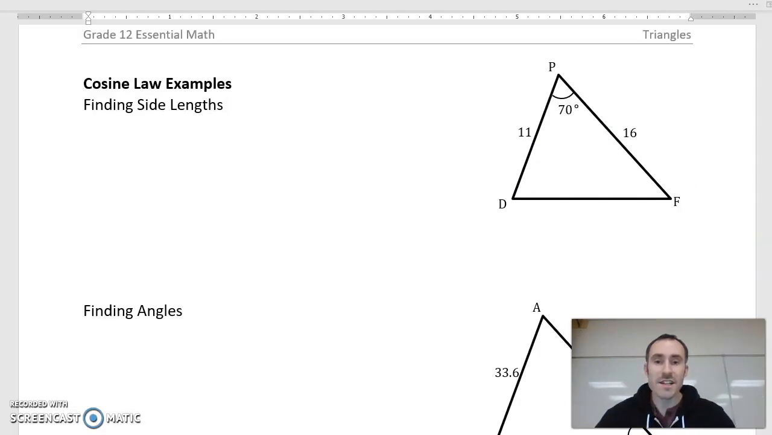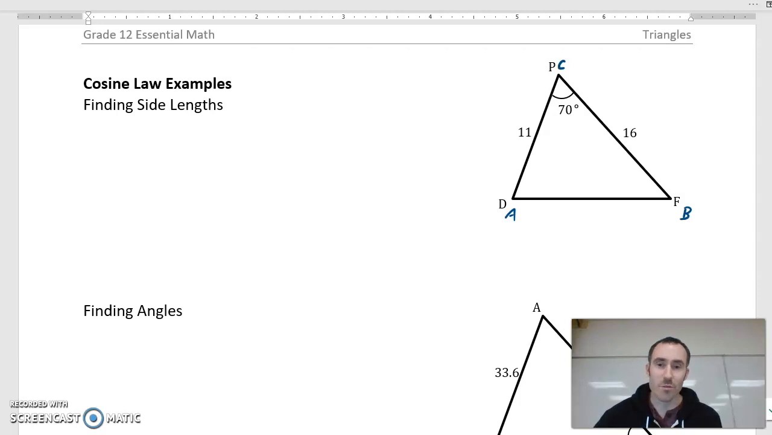So this top one is an example just like the one you just saw, where you're given one angle and two sides. So this triangle is called PDF, but that's not really necessary to call it that. We can call it CAB if we wanted to.